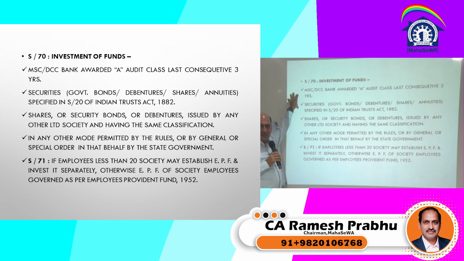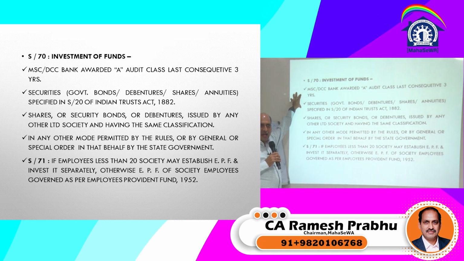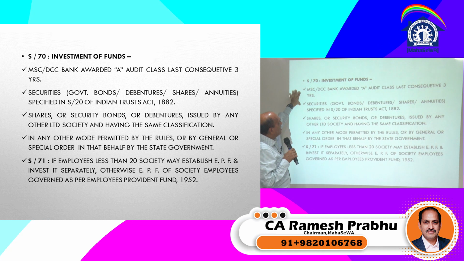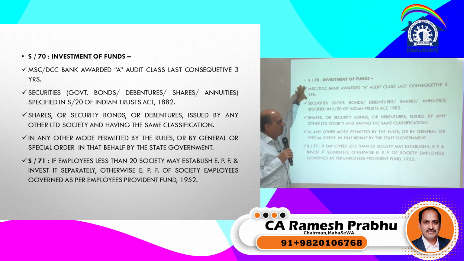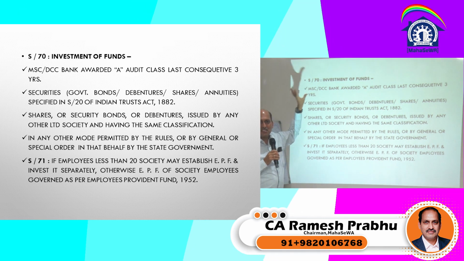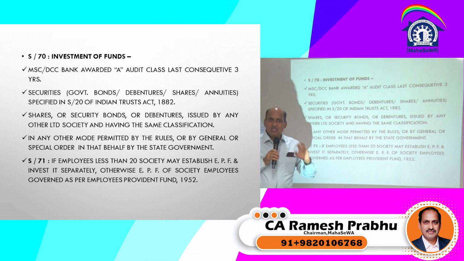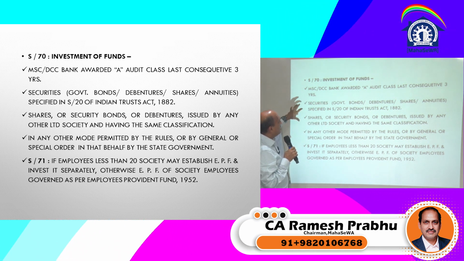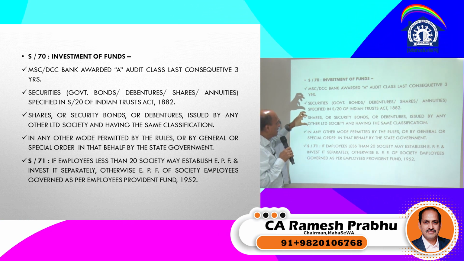Now when you have funds in a society, naturally those funds need to be invested, and that money which is there as a surplus needs to be invested in the various assets which are mentioned under section 70. Section 70 of the M.C.S. Act gives the guideline or makes it compulsory that the fund has to be invested in a prescribed manner only. What are those funds where it can be invested?